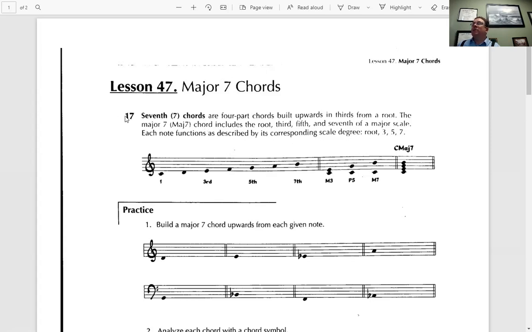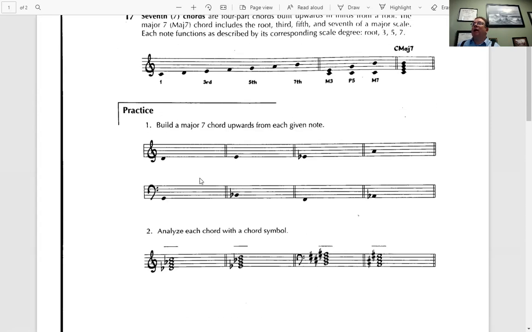So for your homework on this part, I need you to do number 1 and number 2. The first one, you're going to build a major seventh chord upward from each given note. So if you're starting on D, you're going to be thinking of your D major scale. So D, F sharp, A, C sharp. Watch the sharps and flats. Start right here, but that would be the tonic of the scale.